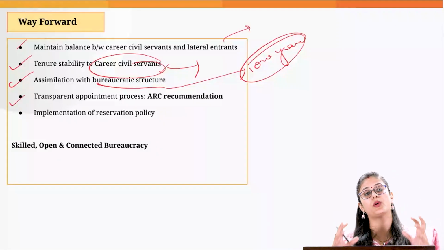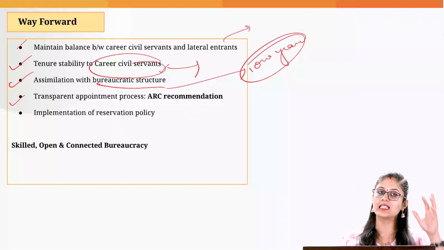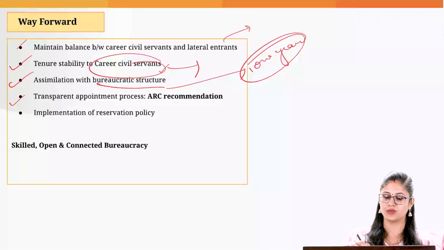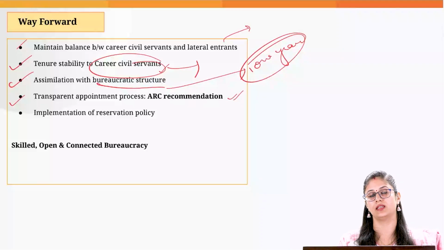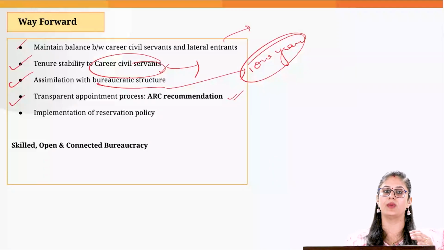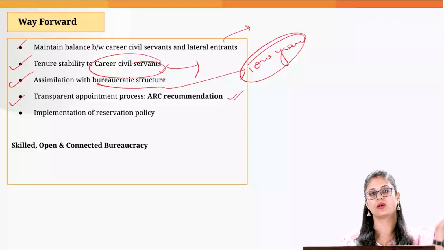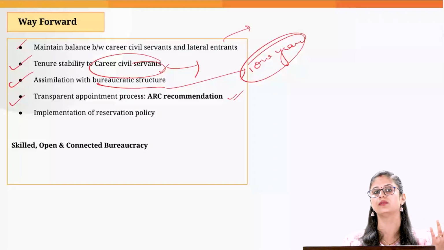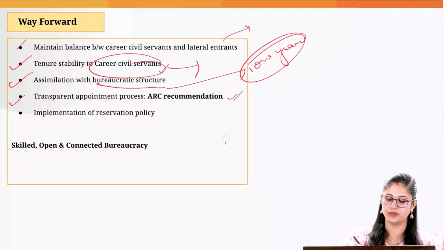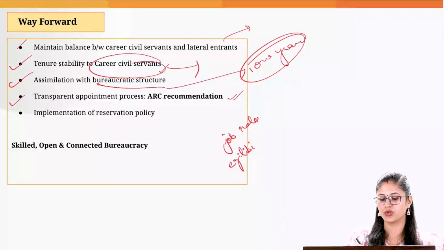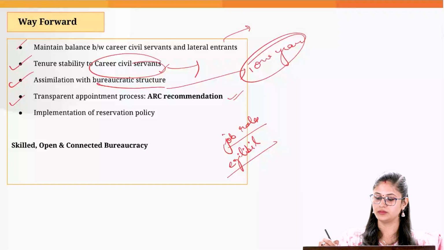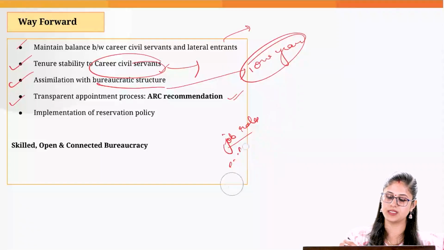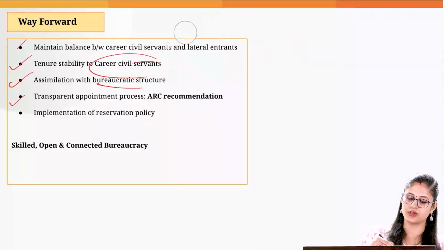And when it comes to their appointment process, we need to put in place a transparent appointment mechanism, as was recommended by the Second ARC report as well. So whenever the government comes up with advertisements for posts to be filled through lateral entry, it should clearly outline the job role, the qualification or eligibility criteria, and the roles they have to perform. So there should be transparency in the appointment procedure also when it comes to lateral entry.